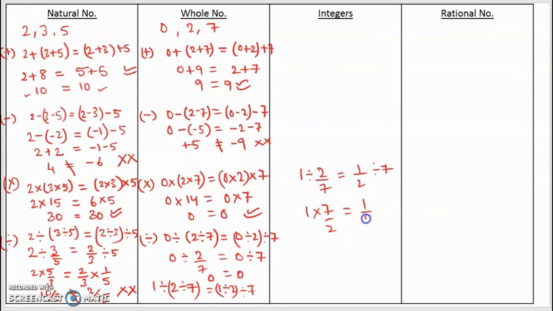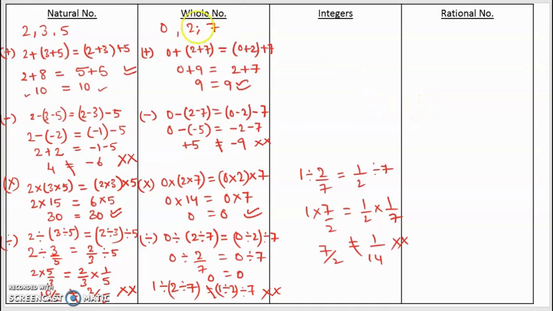should be equal to 1 by 2 into 1 by 7. And if you see that, it comes 7 by 2 and RHS is 1 by 14, and it is clearly not the same. Hence we can say that the whole numbers do not follow the associative property for division. So it is not holding true. I hope you understood, students. So we have to take different cases for each number to verify our answer.